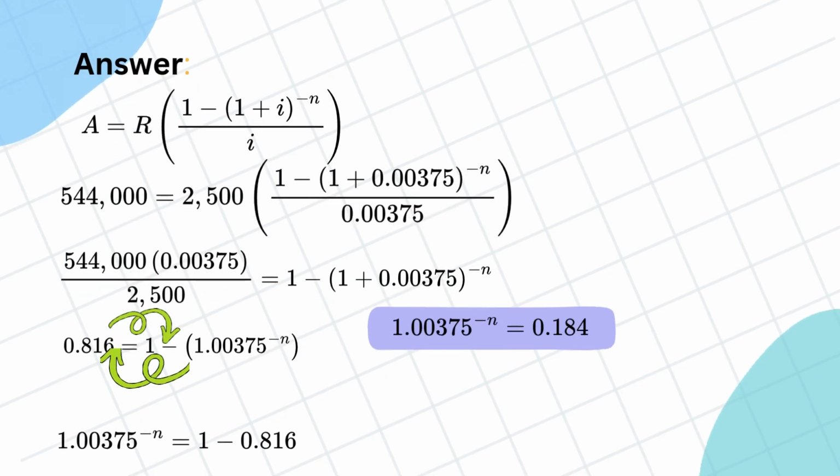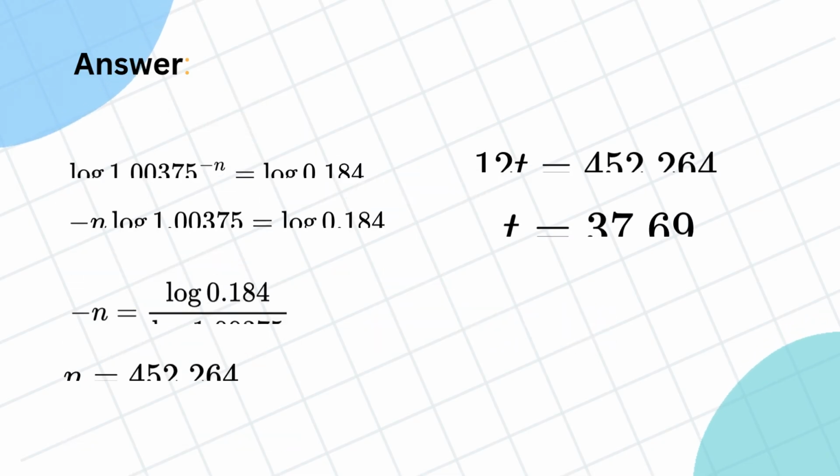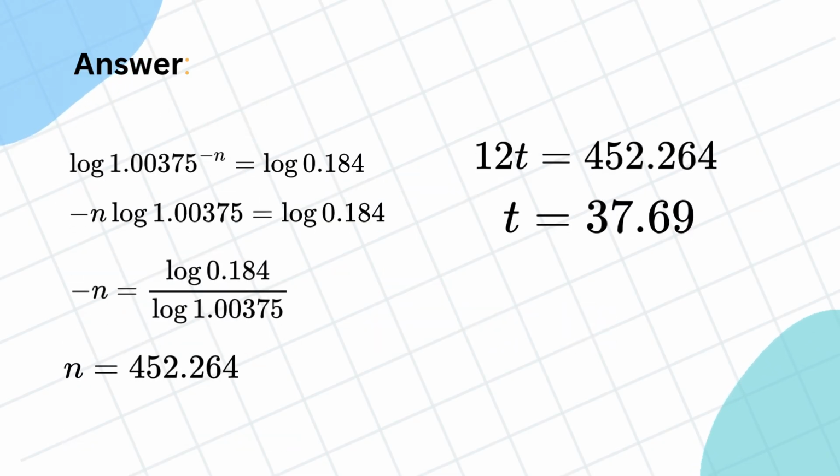To answer it, we need to use the formula of A equals R times 1 minus 1 plus I to the power of negative N, divided by I. Then we just need to substitute the information that we get into the formula. To complete it, we need to use logarithm. So substitute log into the formula, then we will get N. From the N, since N equals MT, we substitute the M that we are given, so we need to find the T. So T equals 37.69.